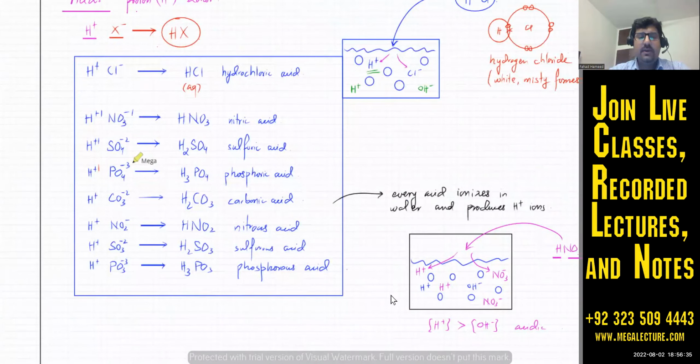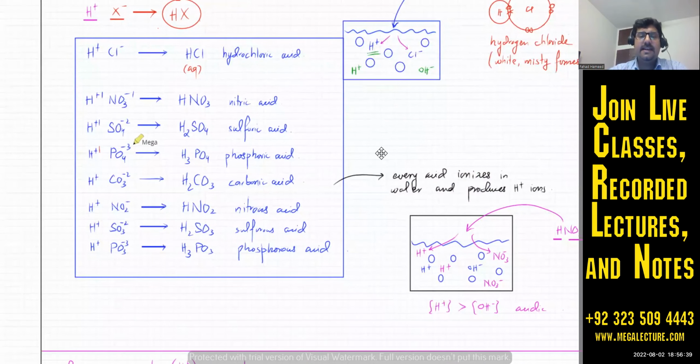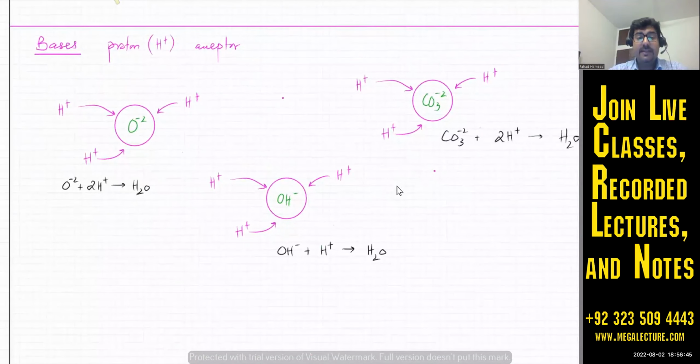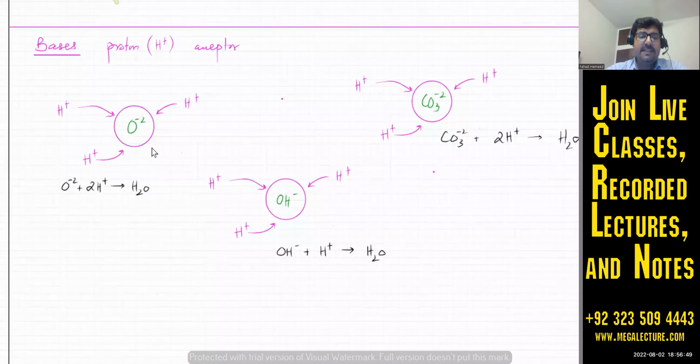Achha, and then we did bases. So bases were things that accepted, we just slightly did bases. So bases were things that accepted H plus 1 ions. I told you. So what is that molecule or ion that accepts H plus 1? It must be a negative ion. तभी वो attract करेगा H plus 1 को, because if it's got a negative charge, it's going to attract H plus 1 ions, right?